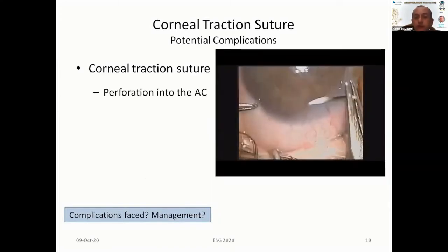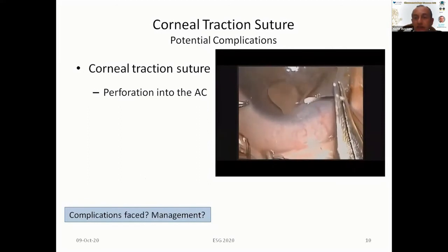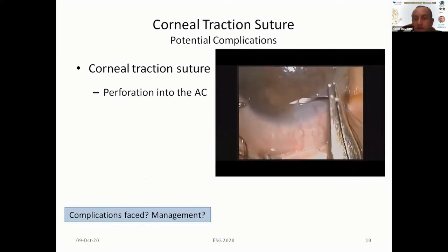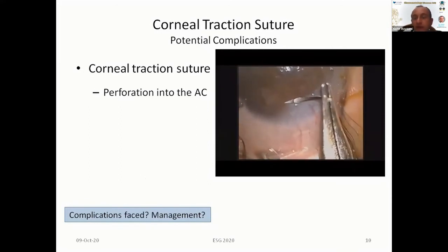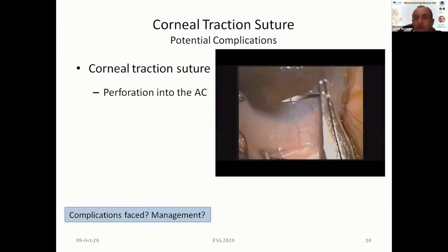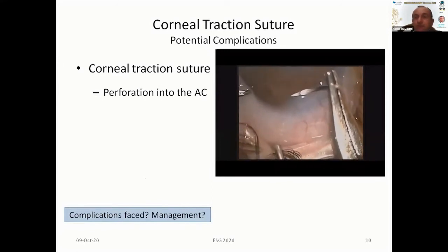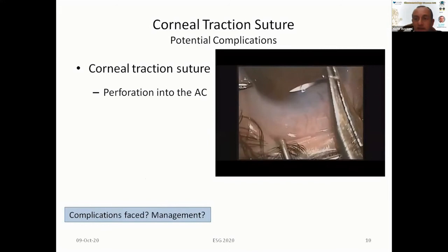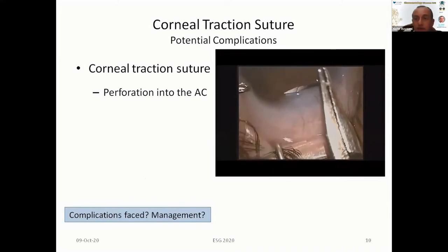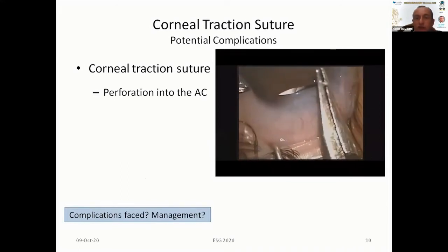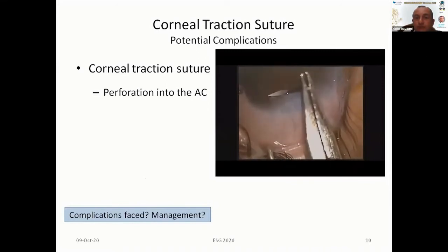If you're used to taking a corneal traction suture in an adult eye, remember that in the pediatric eye, it is evidence-based already that the corneal thickness is thinner than normal, and it is thinner than the adult eye. So not uncommonly, as you're trying to take your corneal traction suture, you may perforate inside the anterior chamber.